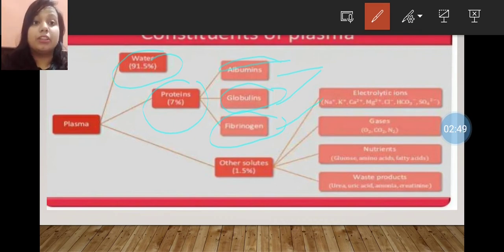Plasma has other solutes like electrolyte ions: sodium, potassium, calcium, magnesium, and gases like oxygen, carbon dioxide, nitrogen. Nutrients are also present, like glucose, amino acids, fatty acids. And waste products like urea, uric acid, ammonia are also present in the plasma.